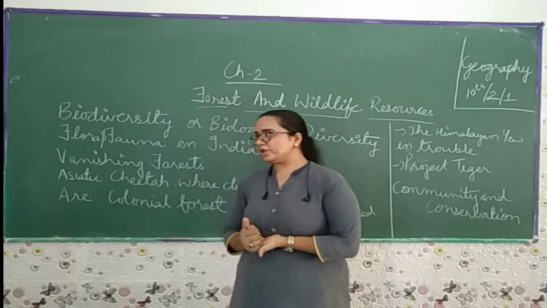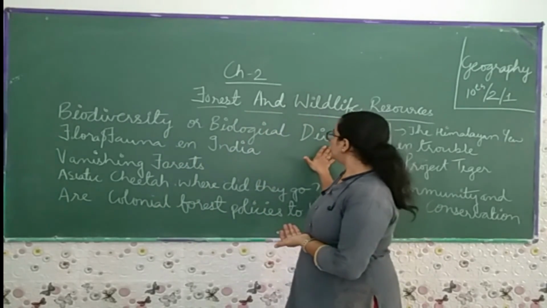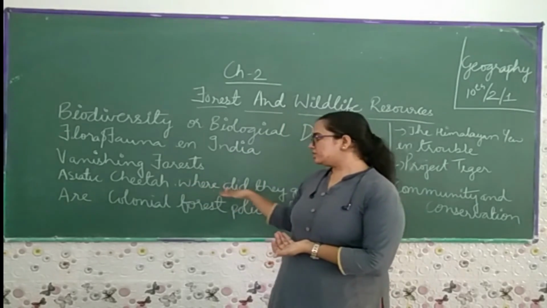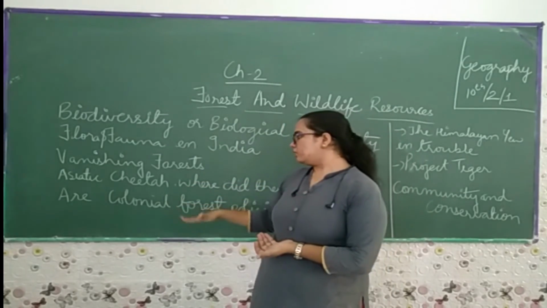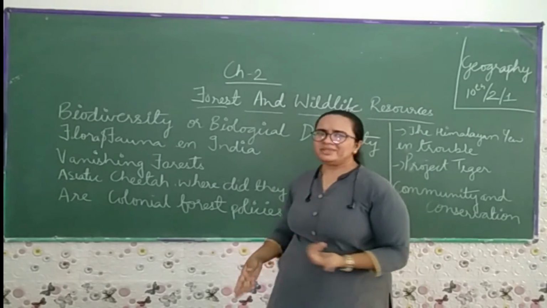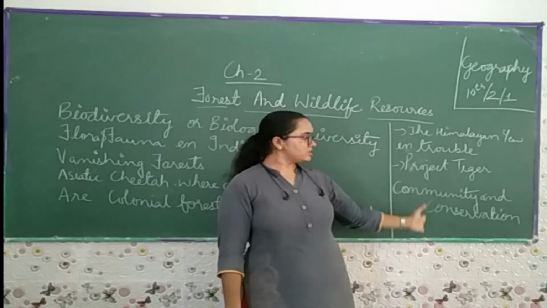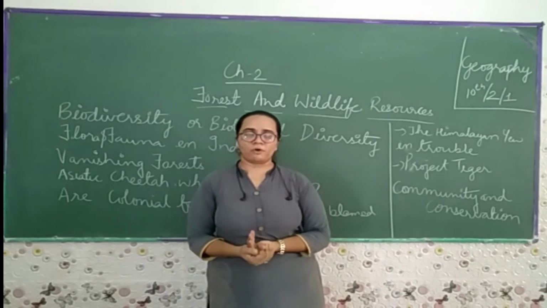So in the first segment of the video, what I have covered: biodiversity or biological diversity, flora and fauna of India, vanishing forests, the Asiatic cheetah, where did they go, and whether colonial forest policies are to be blamed. Yes, we can blame them. And the Himalayan yew in trouble. Later on we can discuss these two points in the next segment of the video.